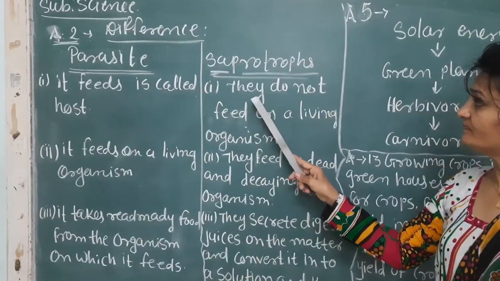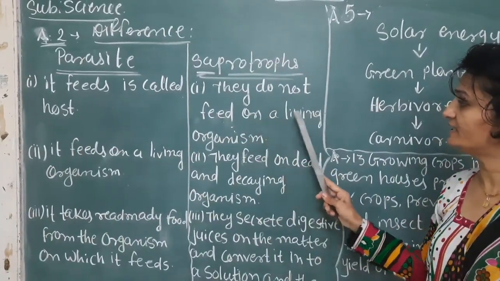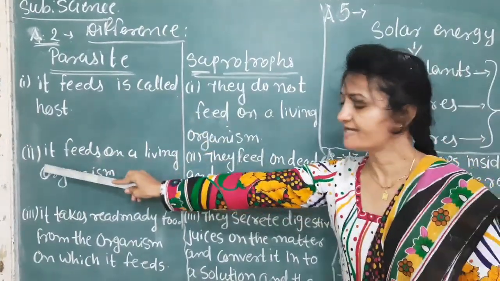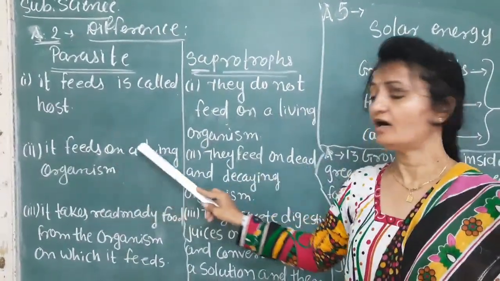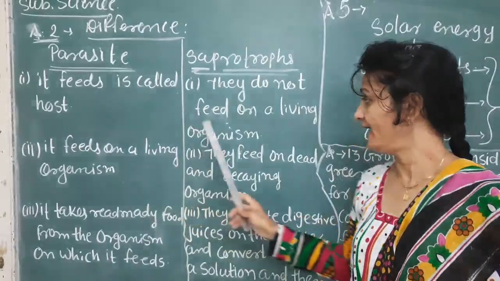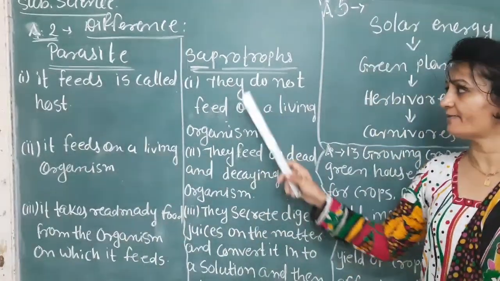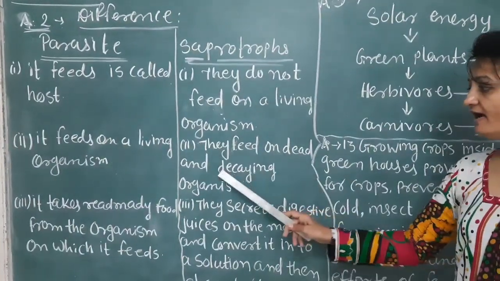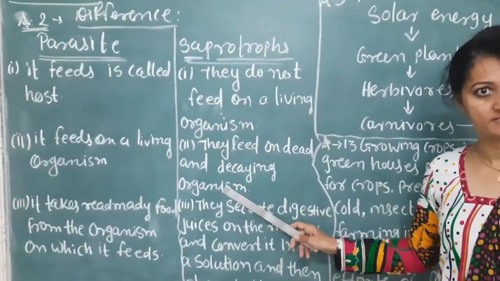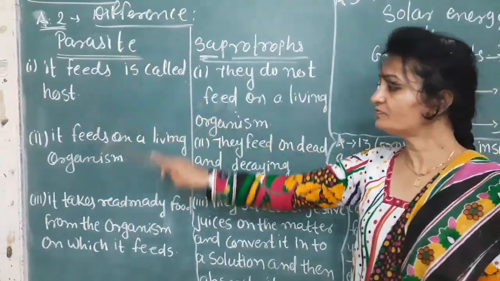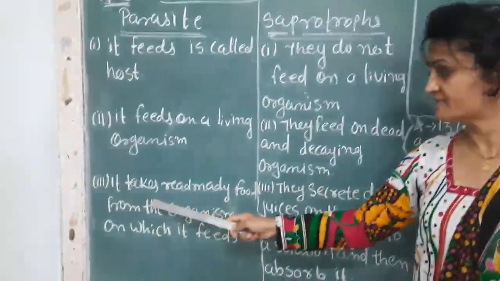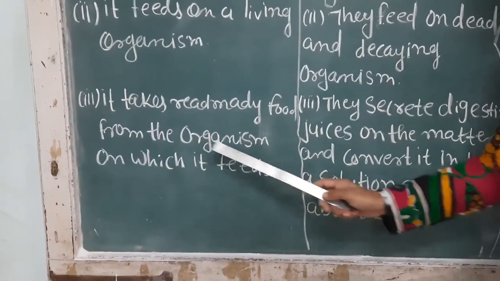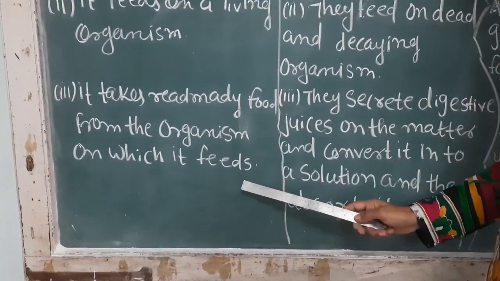First point of the saprotrophs, they do not feed on a living organism. Now next point of the parasite: second, it feeds on a living organism. And this is the second point of the saprotrophs: it is that they feed on dead and decaying organisms. Now third point of the parasites: it takes ready-made food from the organism on which it feeds.